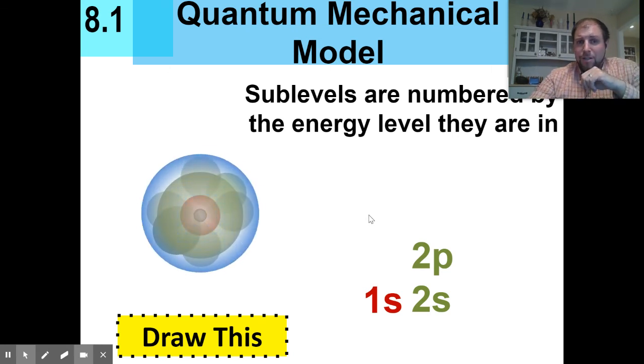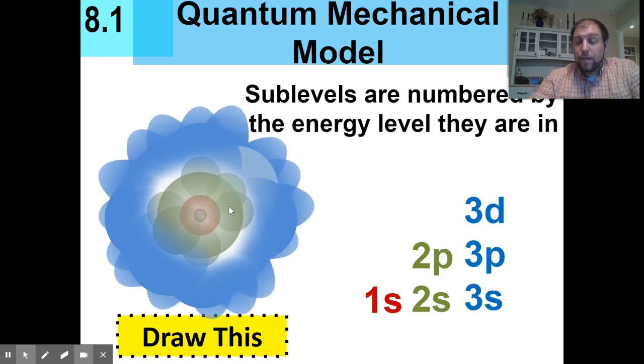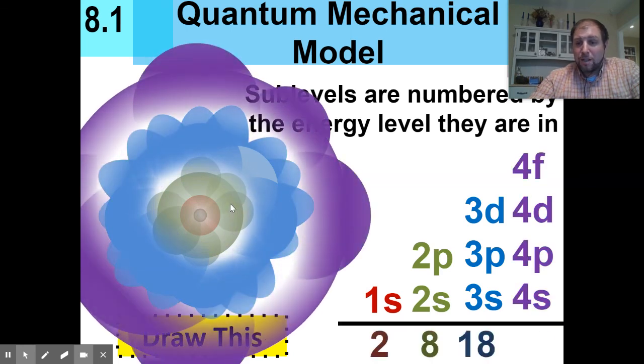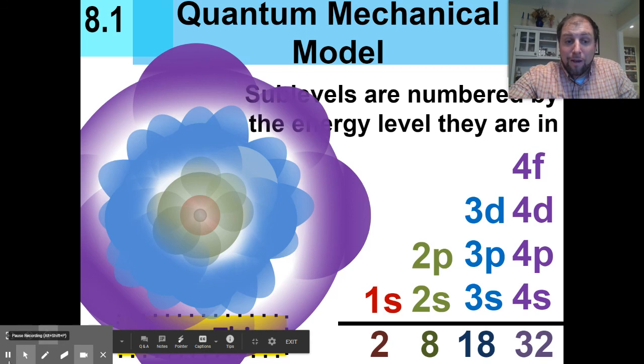The third energy level is made of a circle, a set of dumbbell shapes, and a set of clover shapes, all right? It gets real complicated. Then the fourth energy level exists that is made of all these weird shaped clouds, all right? So that is how the electrons actually look around the nucleus.